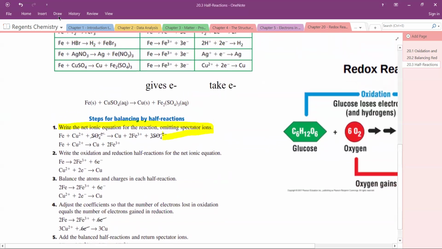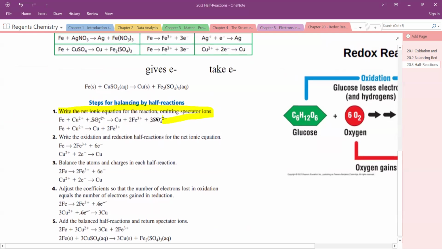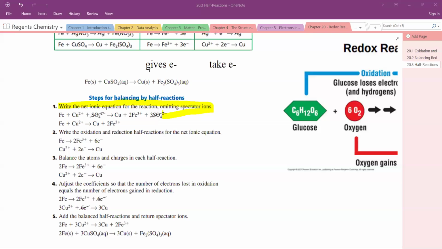So if we have sulfur, we have our SO4, that is going to be omitted because it is not actually changing. It goes from SO4 to SO4. So we say that has not changed. So we take it out to make our lives a little bit simpler, right? And we're going to write out our Fe plus Cu2+, right? We got rid of the sulfate, so now it's just copper 2+ goes to solid copper plus our iron 3+, so Fe3+.